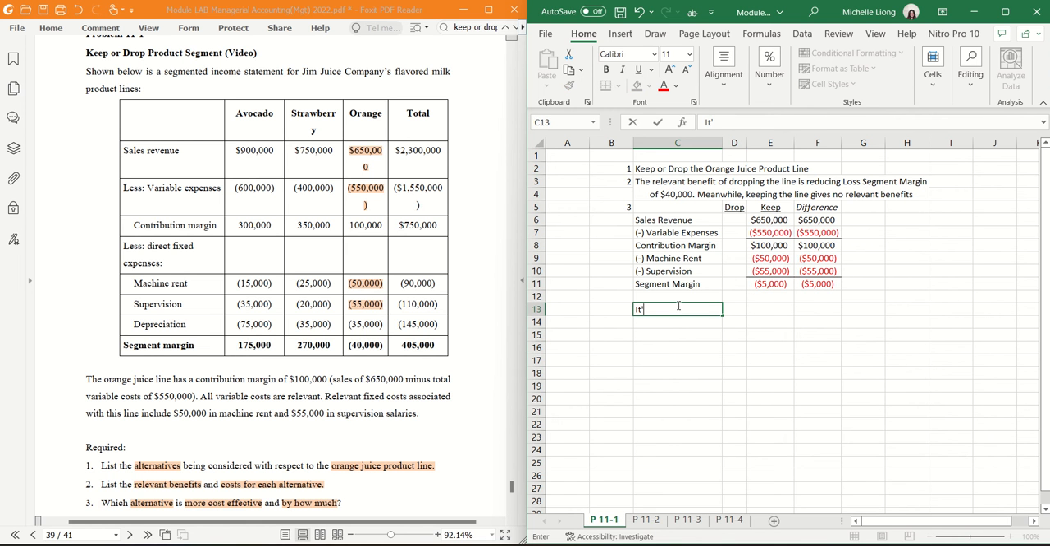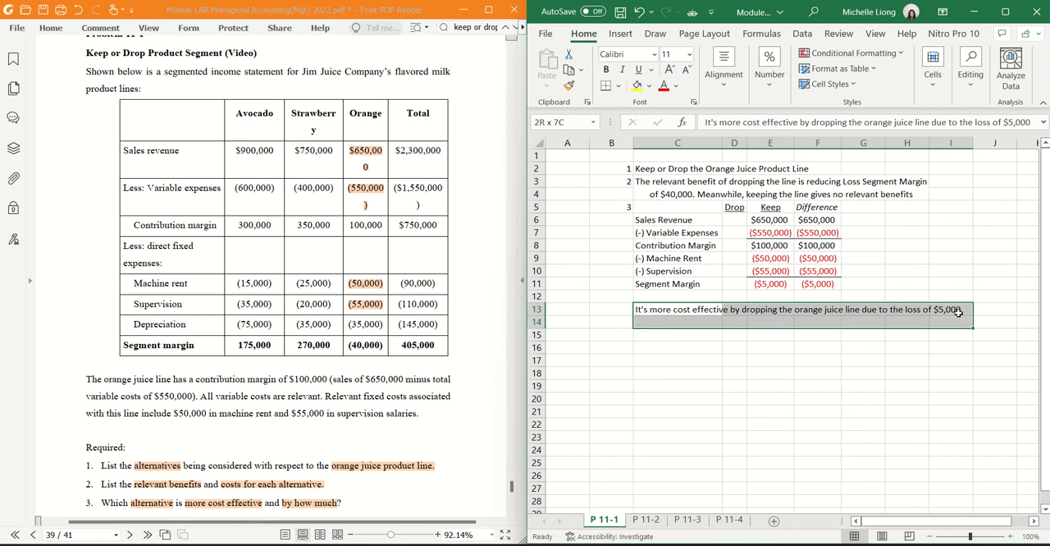So it is more cost effective by dropping the orange juice line because of the loss of 5,000. Okay, so this is the answer.